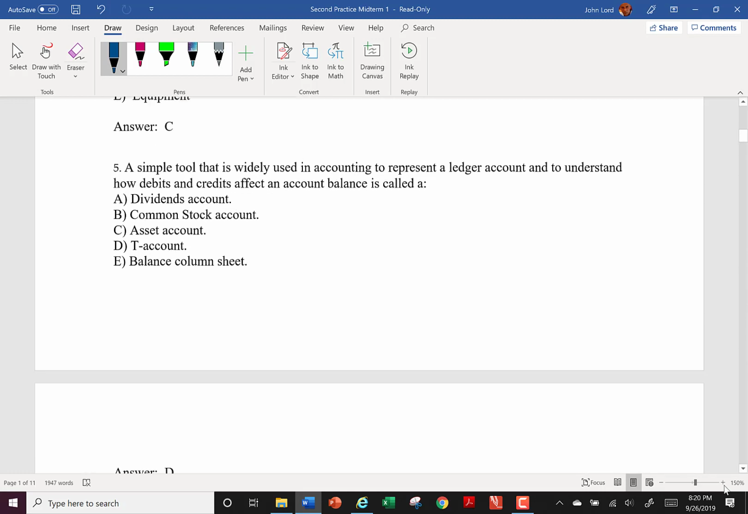A simple tool that is widely used in accounting to represent ledger accounts and to understand how debits and credits affect the account balance is called a T account. Do you see the T?